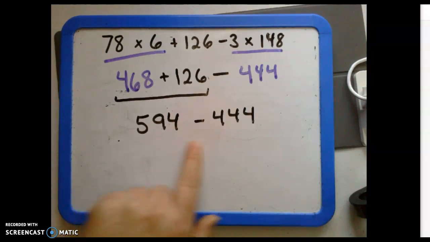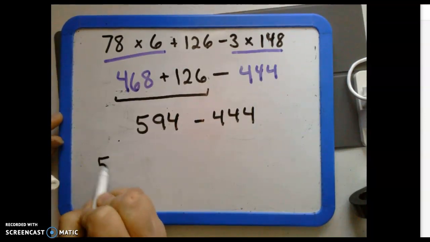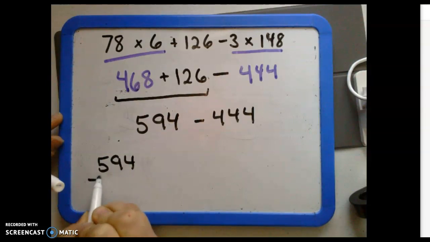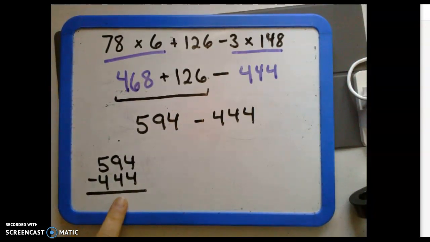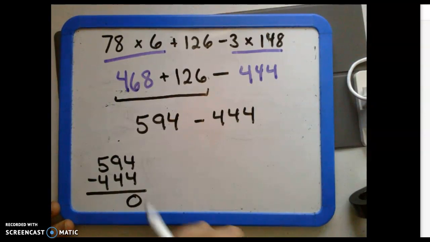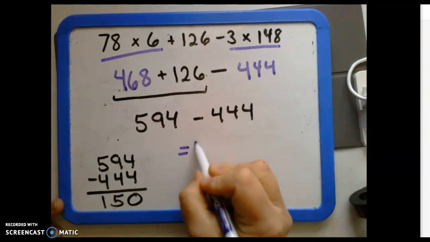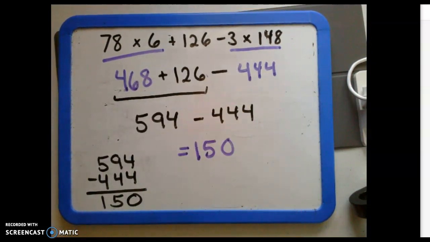Now I only have one thing left to do. I have to take these and I have to subtract them. So 594, and I'm subtracting 444. Just like with our addition, make sure you stack it to make sure everything's lined up right. 4 minus 4 is 0. 9 minus 4 is 5. And 5 minus 4 is 1. So our final answer to this entire equation up here is 150.